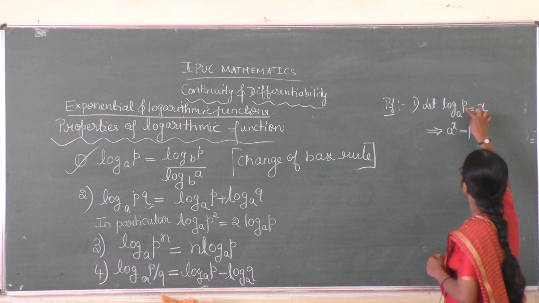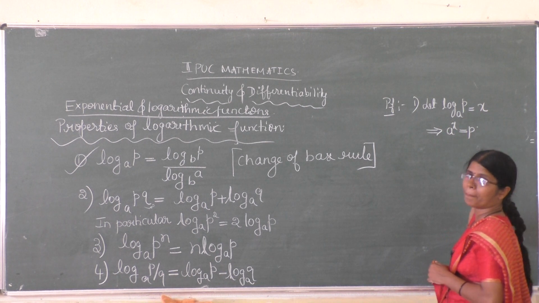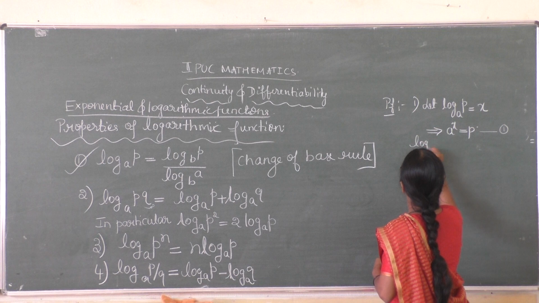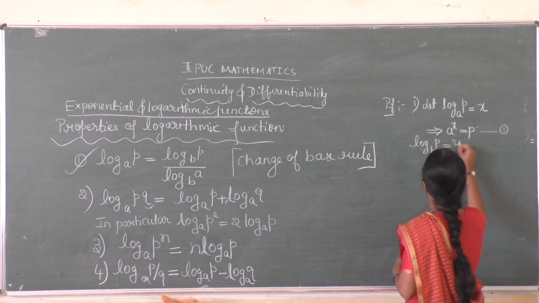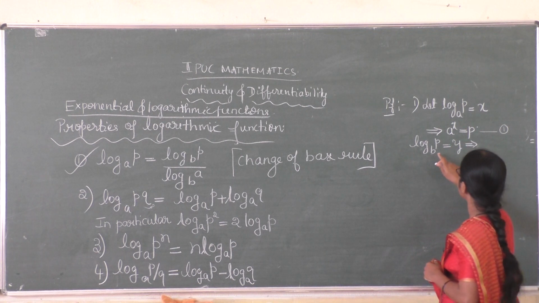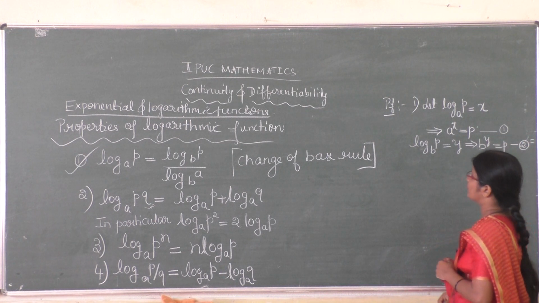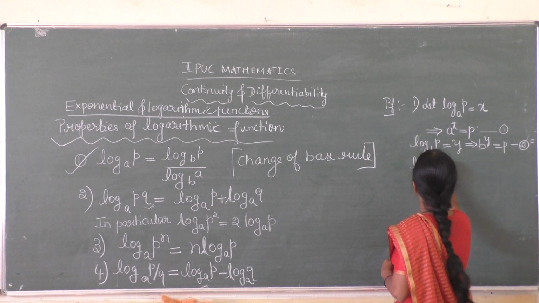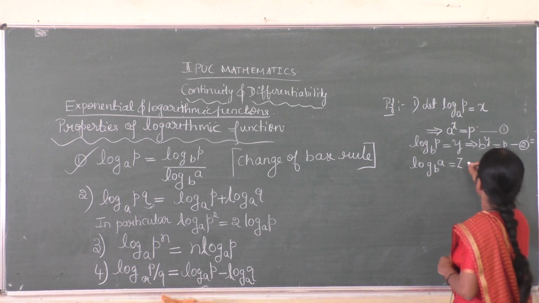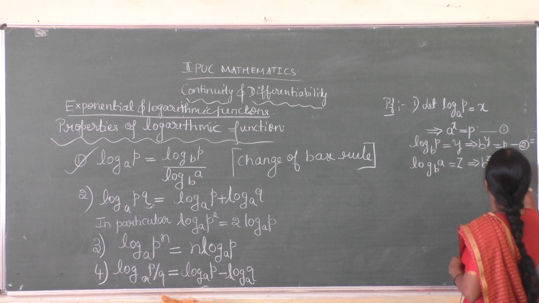So log p to the base a is equal to x implies a to the power x is equal to p. You consider this as 1. Next, log p to the base b is equal to y. That implies, according to the definition of logarithmic function, b to the power y is equal to p. Consider this as 2. Then log a to the base b is equal to z, that implies b to the power z is equal to a.